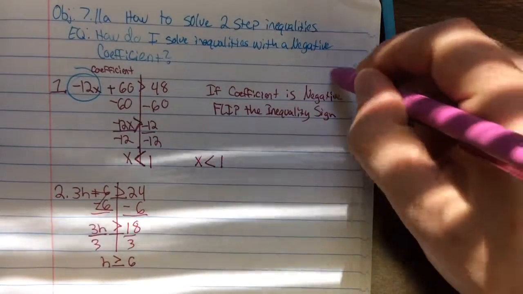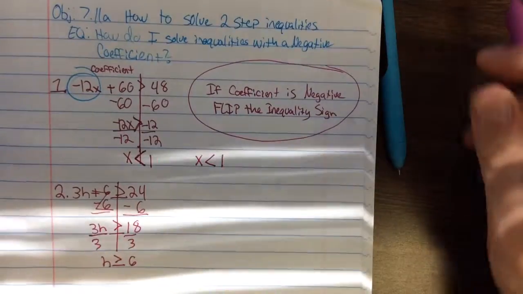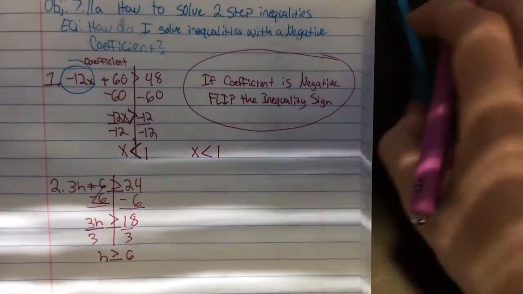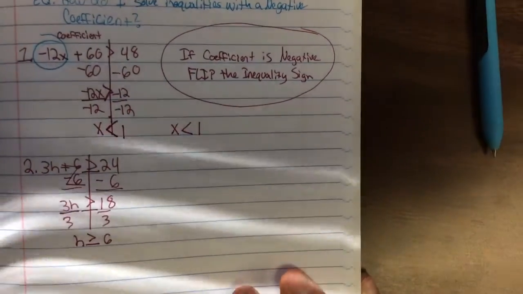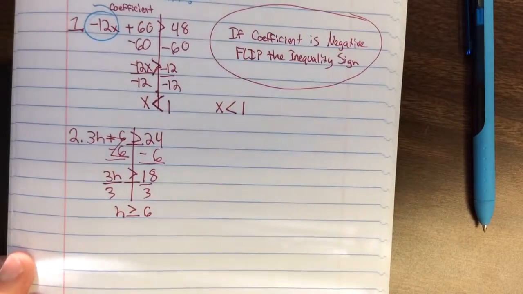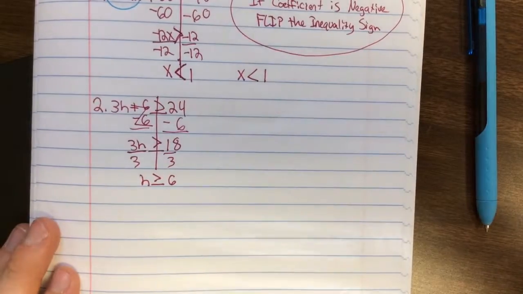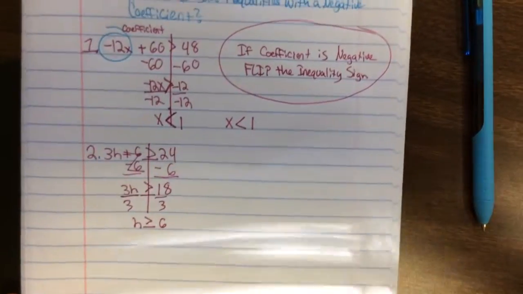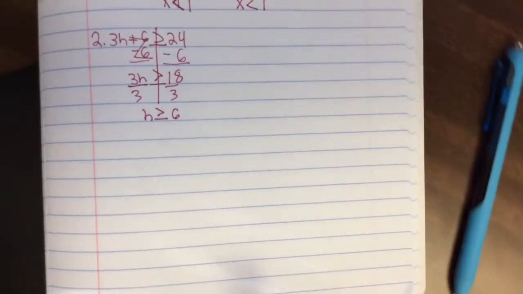All right, so this is the biggest thing about inequalities that's going to confuse us, okay? If it's a negative coefficient, we have to flip the inequality sign. So make sure you wrote this down right here, because that's really huge. So we'll go on to number 3 now.